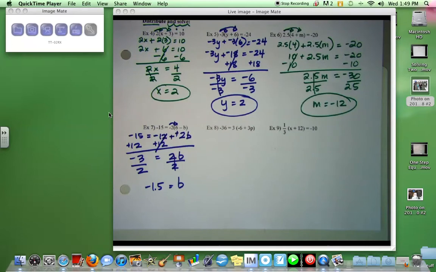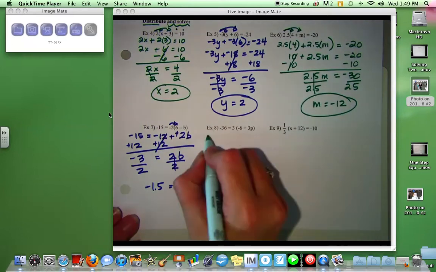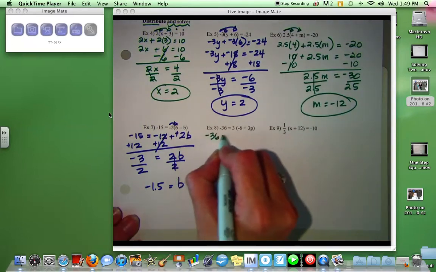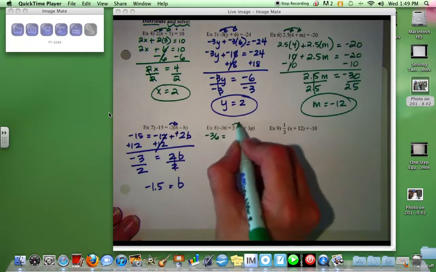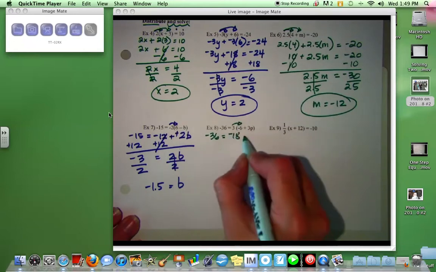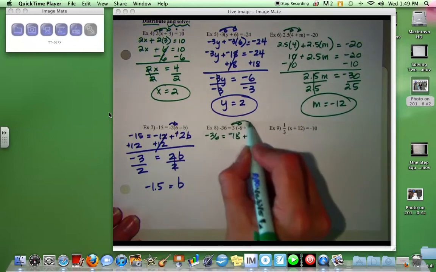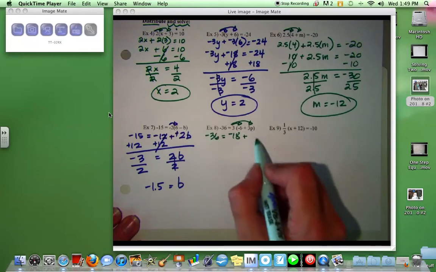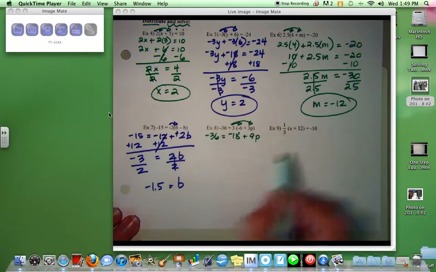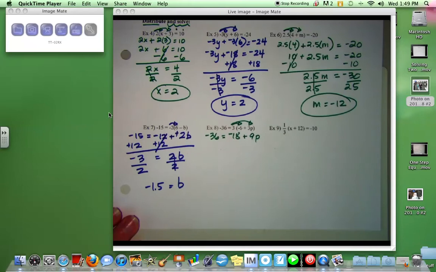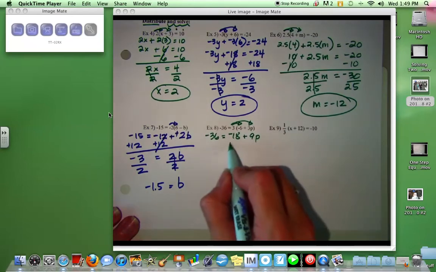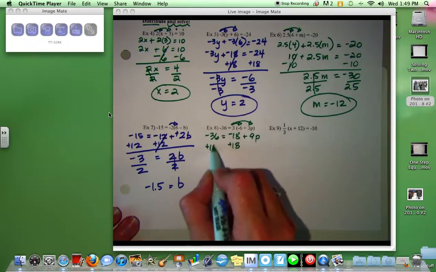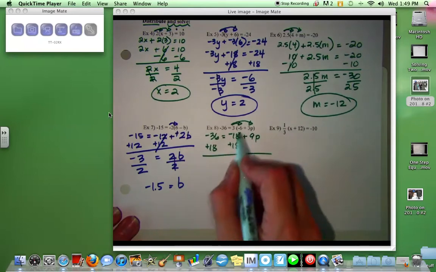All right, example 8. This one would be negative 36 equals negative 18 plus 3p. We have 3 times 3p, which gives us 9p. Now, what are we going to do to both sides? Subtract 18. No, add 18. Add 18. The 18s cancel.